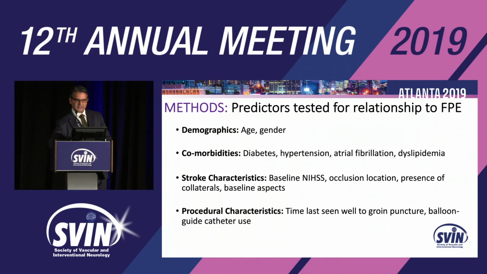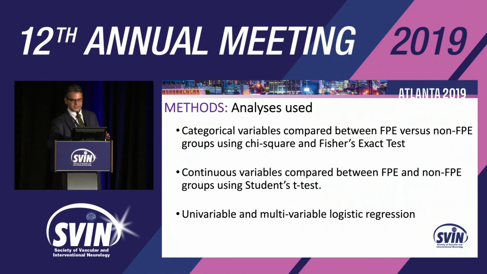The predictors we tested for in this registry were both patient-centric as well as procedure-centric. So we looked at age, gender, cerebrovascular risk factors, stroke characteristics, that is baseline NIHSS, site of occlusion, as well as the quality of collaterals and ASPECTS. In terms of procedural characteristics, we looked at time last known well to groin puncture and the use of balloon guide catheter, as that's been implicated in the past as a predictor of FPE.